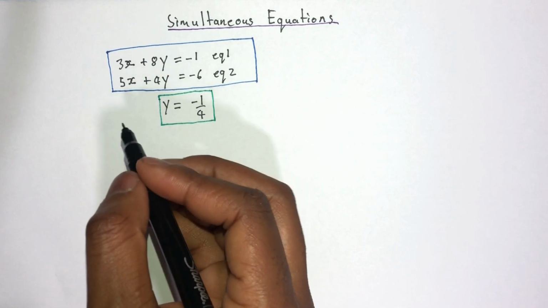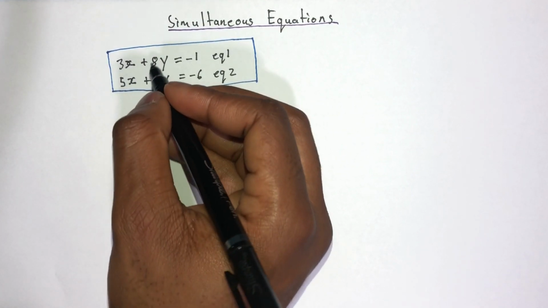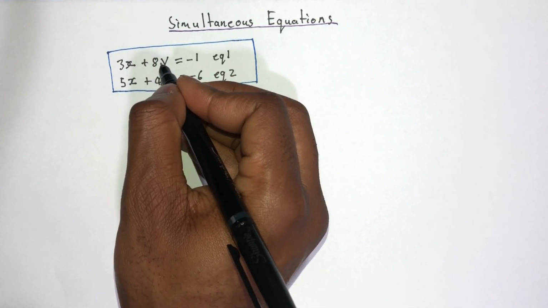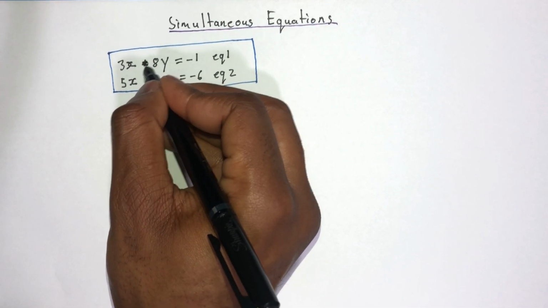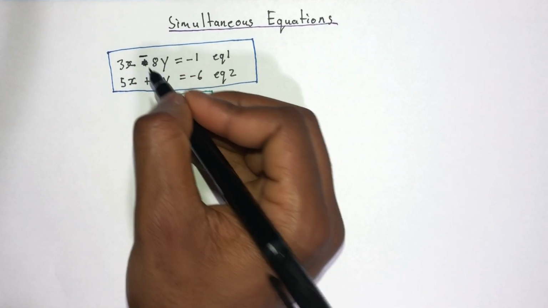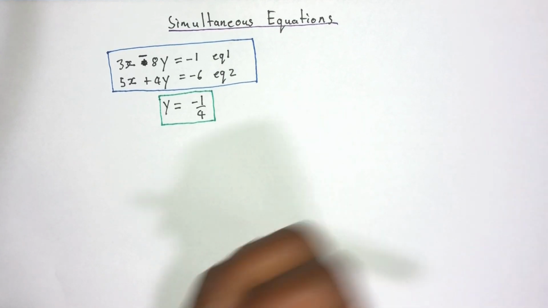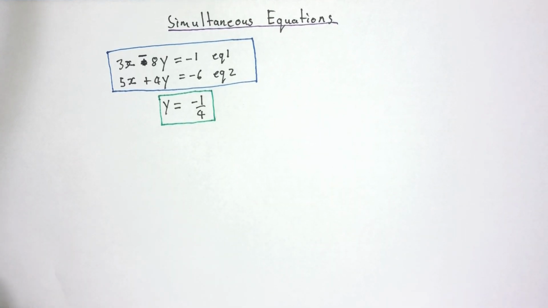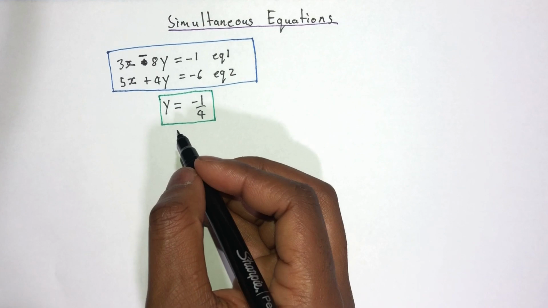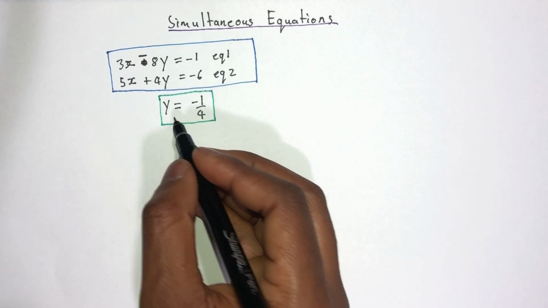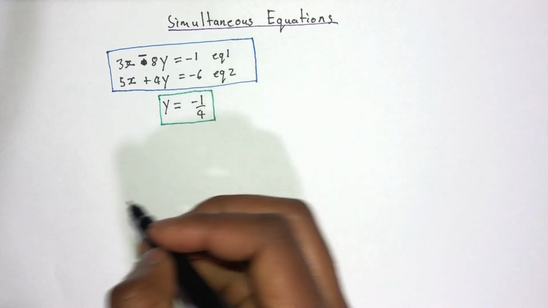We have a small correction to make here. We have plus 8y. This is supposed to be minus 8y. Good. Alright, our next step is to substitute y into equation 1 and solve for x.